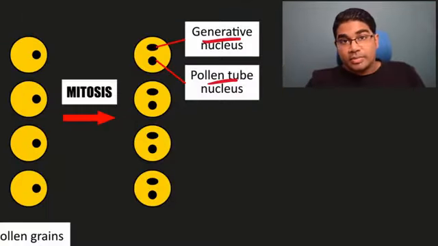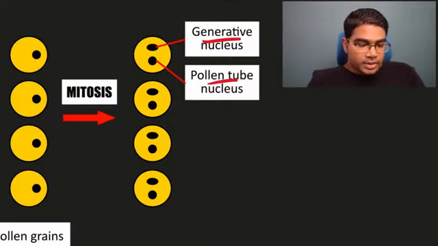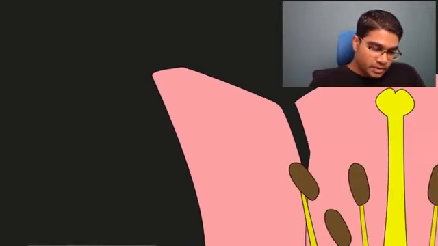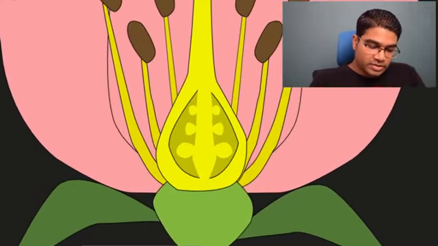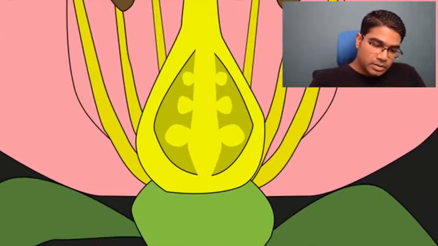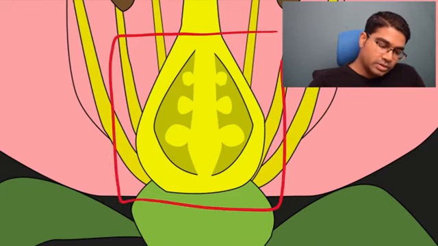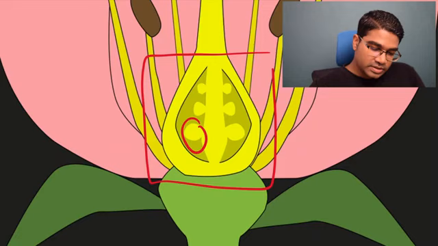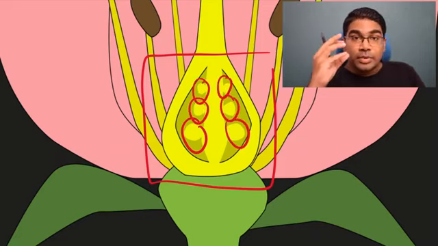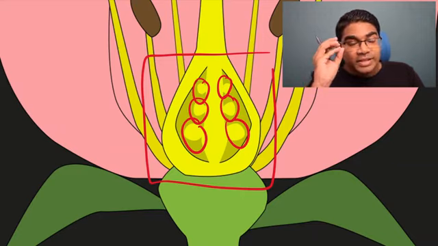Now let's go to the embryo sac. So where is the embryo sac located? Let's look at the flower again. The embryo sac can be found in this structure here in the middle of the flower. So this whole thing is known as the ovary, and inside the ovary you can see smaller spherical structures. These are the ovules. So the embryo sac develops inside the ovule.